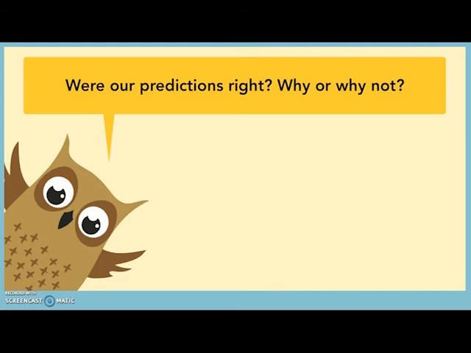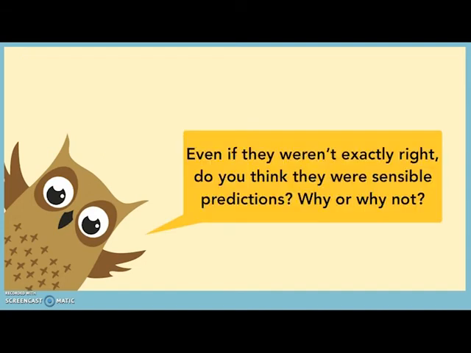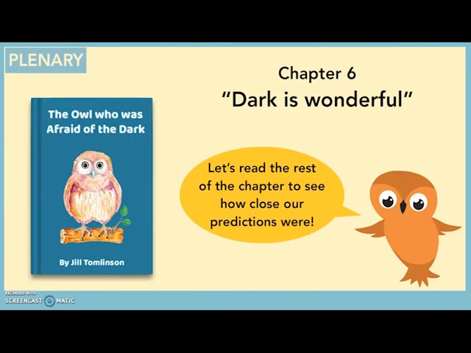And if not, how did you get it wrong? What red herrings, what little clues did you take in different directions? And then even if you weren't exactly right, do you think your prediction was sensible? Do you think if you actually rewrote that book and you put your ending in there, it would still make a very good story? It would make sense. Why? Why not? So let's go and have a read of Chapter 6, Dark is Wonderful.